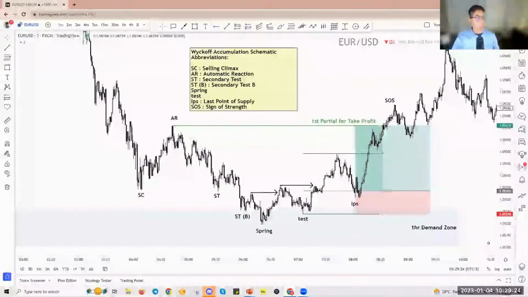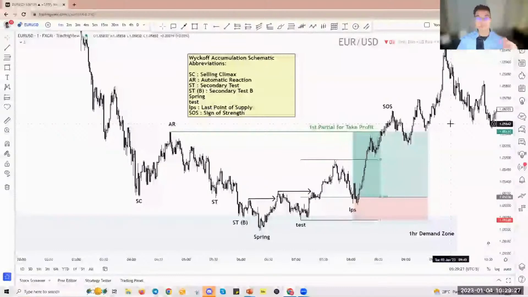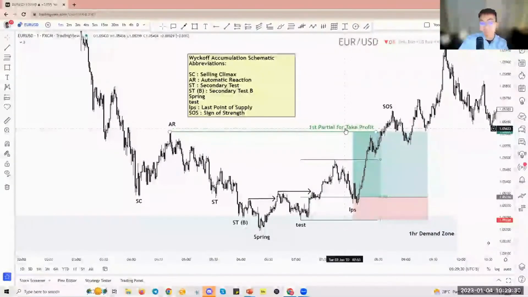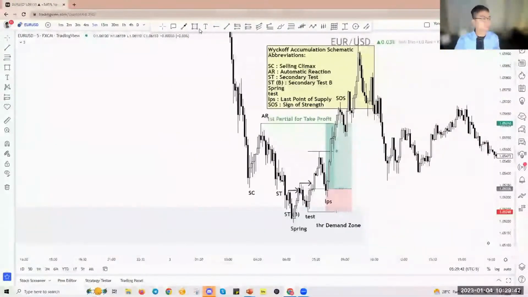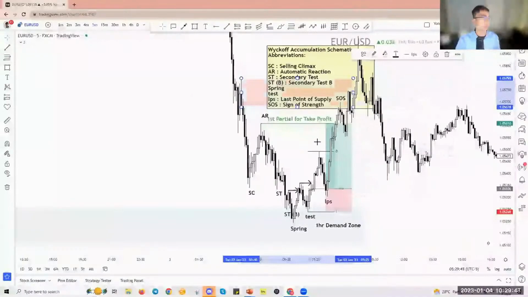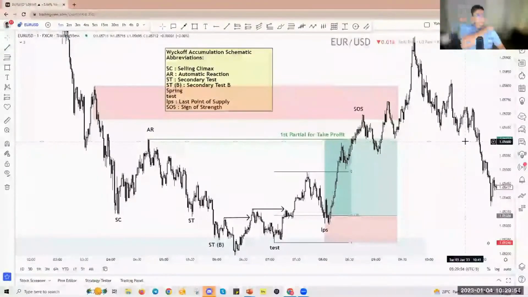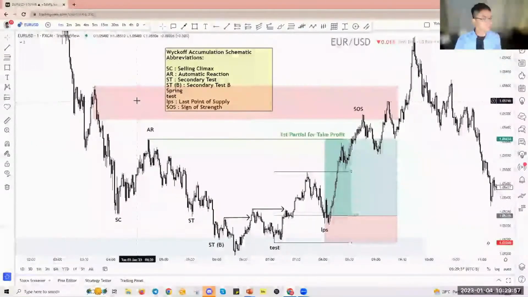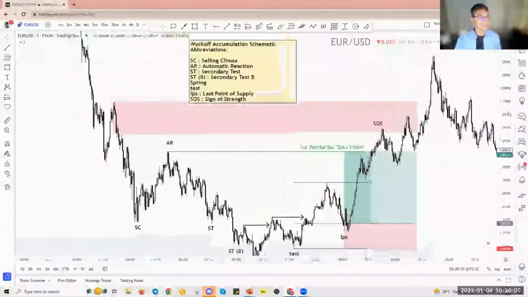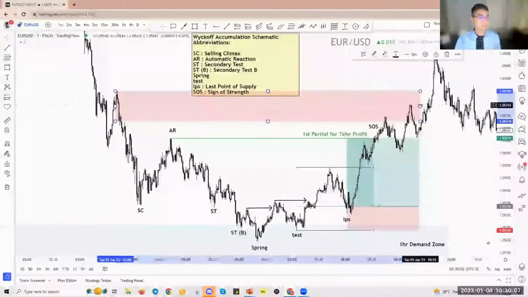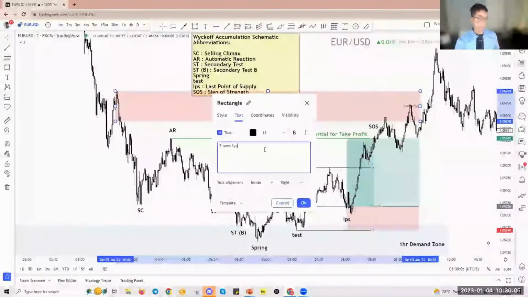Okay, next. Where do we take our final take profit? As I told you guys, here is the first partial take profit. Your next take profit area, you can aim for a supply zone. Possibly on the 5-minute chart, there might be a supply zone right here. I'll just label it down. 5 minutes supply zone. That's the reason why you have to use multi-time frame analysis for your trading idea. Take a look at that. Sign of strength, and this is the 5 minutes supply zone.